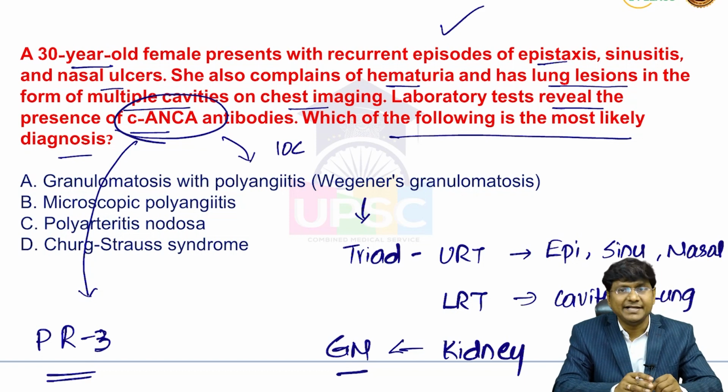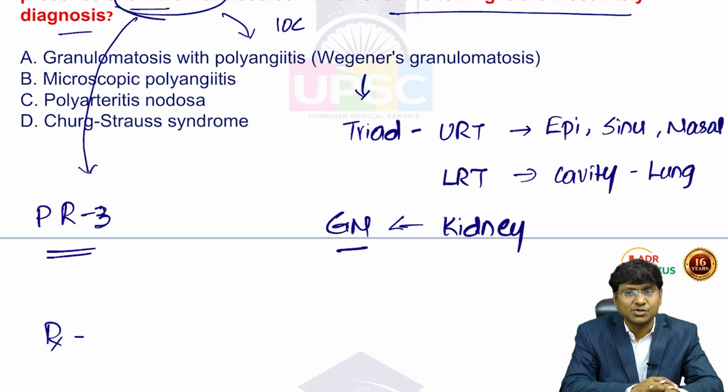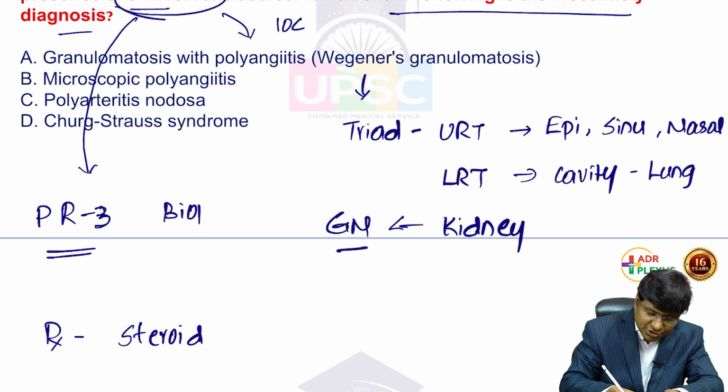Right, which is directed against the proteinase 3. And the treatment that you will observe in case of the Wegener's, you need to give the corticosteroids. And one more, when you do a biopsy in these patients with the Wegener's, the type of the inflammation will be the granulomatous inflammation.